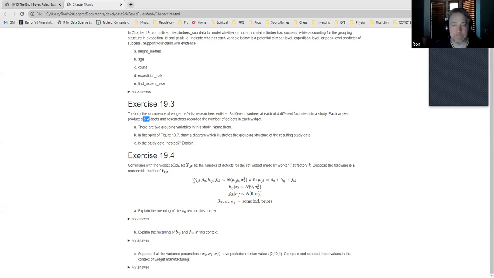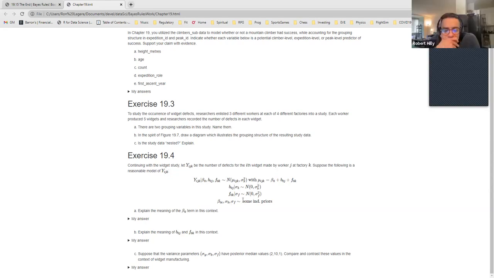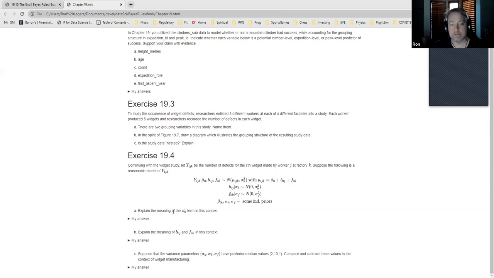So here's a reasonable model. Notice the model is only about intercepts. There are no predictors, right? So we're saying that the number of defects in the ith widget made by the jth worker at factory k is normally distributed with a global intercept plus a tweak for the worker and a tweak for the factory. And they're normally distributed, each one independent, and they all have some independent priors. So explain the meaning of beta zero in this model.